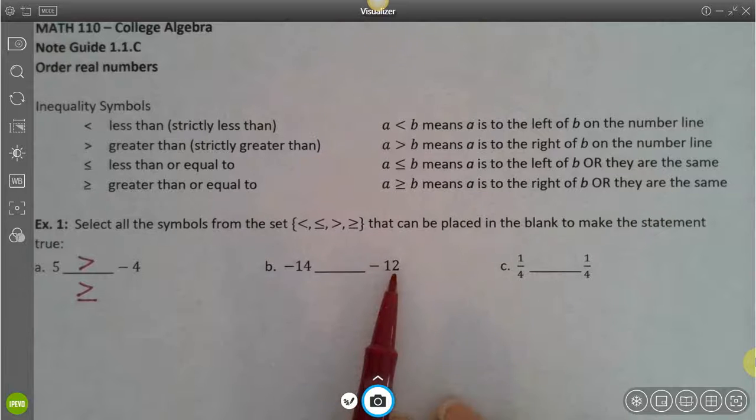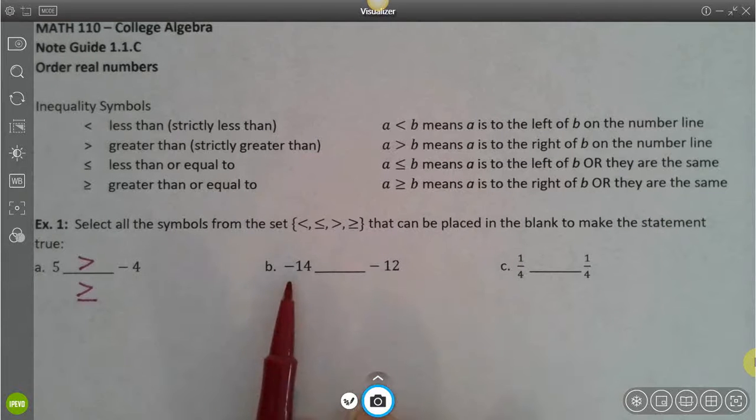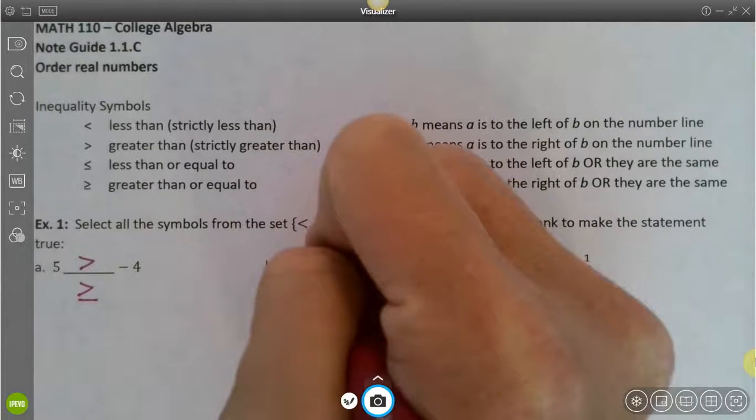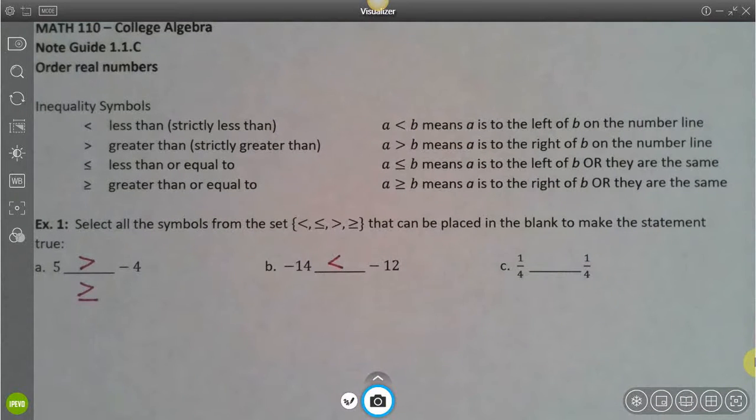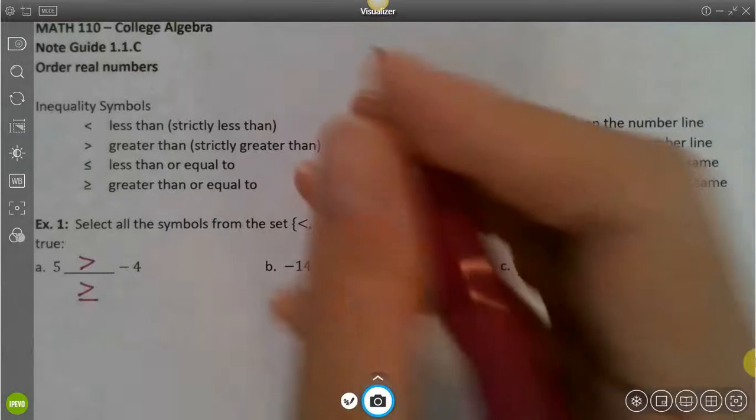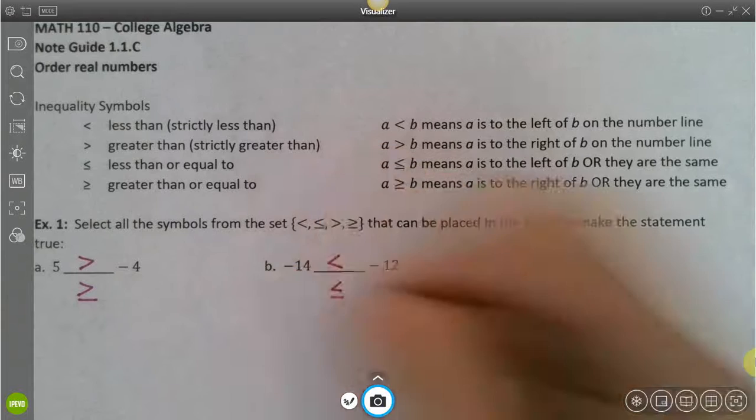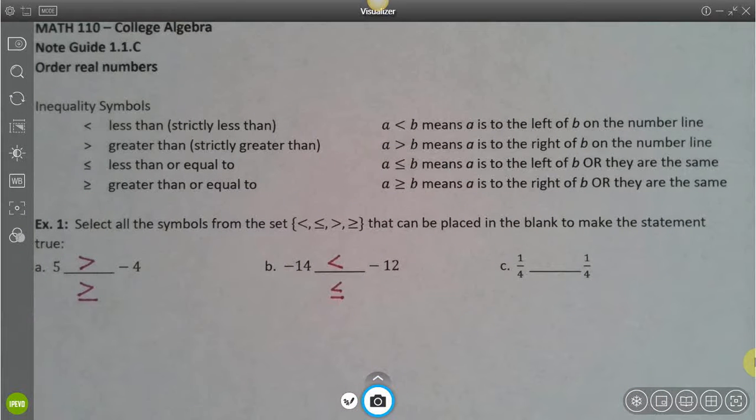Comparing negative 14 and negative 12. Negative 14 is smaller than negative 12. Negative 14 falls to the left of negative 12 on the number line, so we can say negative 14 is less than negative 12. Or again, for the same reason that we use the greater than or equal to symbol on this one, we can use the less than or equal to symbol here, and it will again give us a true statement.